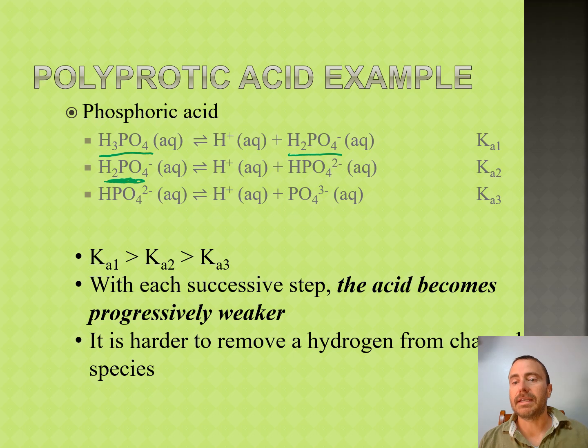And so notice that each one of those has an equilibrium constant associated with it. And as we talked about, they become successively smaller, or the acids become successively weaker, as they are progressively giving off more and more protons. It's harder to remove an extra hydrogen. Okay, so let's see a sample problem working with polyprotic acids and what we need to do with them.